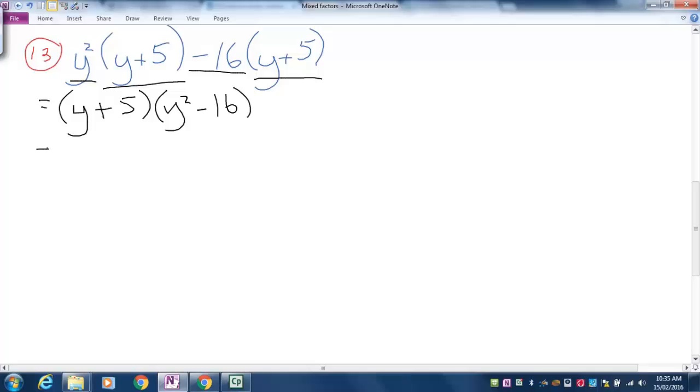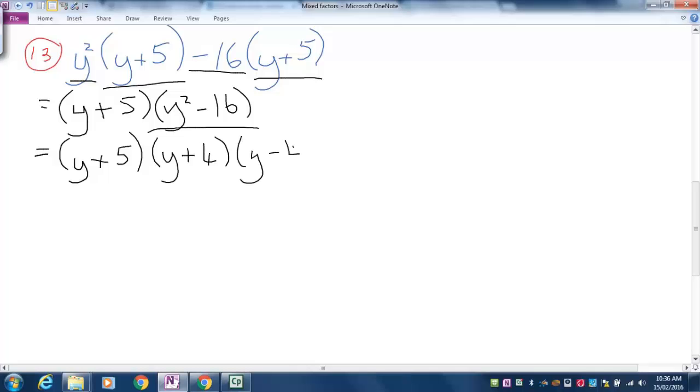There is another trick to this though. In that second set of brackets there, that is a difference of 2 squares. So I need to further factorise that. So the y plus 5 stays out the front there. And then I need 2 more sets of brackets. I get y plus 4 times y minus 4. And that's question 13 fully factorised.